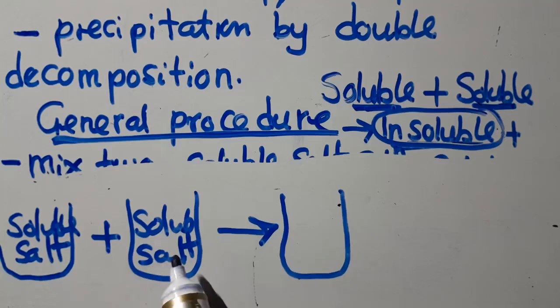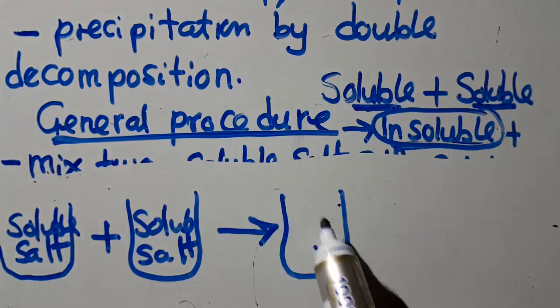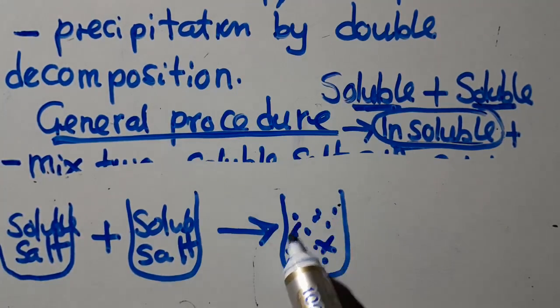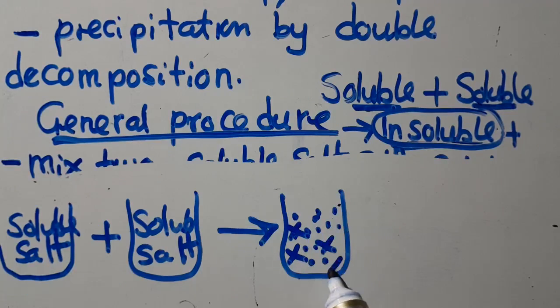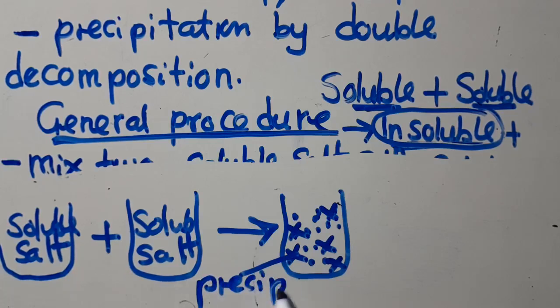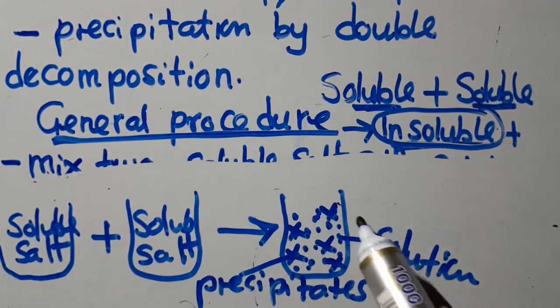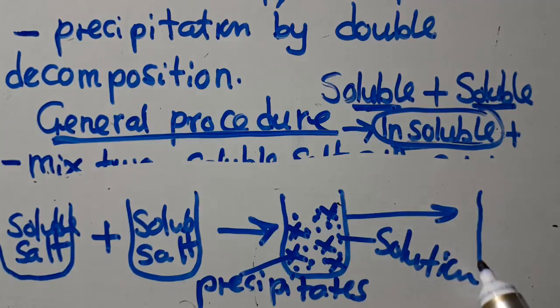So soluble salt plus soluble salt, you are going to form a solution. You are going to observe these things here. These things which are formed, these ones here, are what I'm calling precipitates. Then this is the solution. That's the solution now. After you do this, then you let it undergo what?